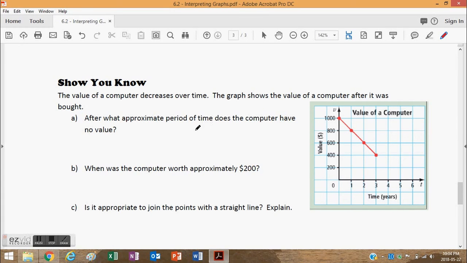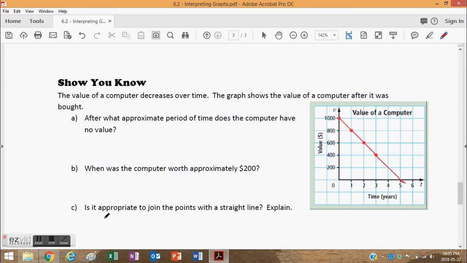The value of a computer decreases over time. The graph shows the value of a computer after it was bought. So when you buy it, it was worth 1,000. After a year, it's worth 800. After 2 years, it's worth 600. 3 years, it's worth 400. It appears to be, in case you hadn't noticed, losing $200 every year.